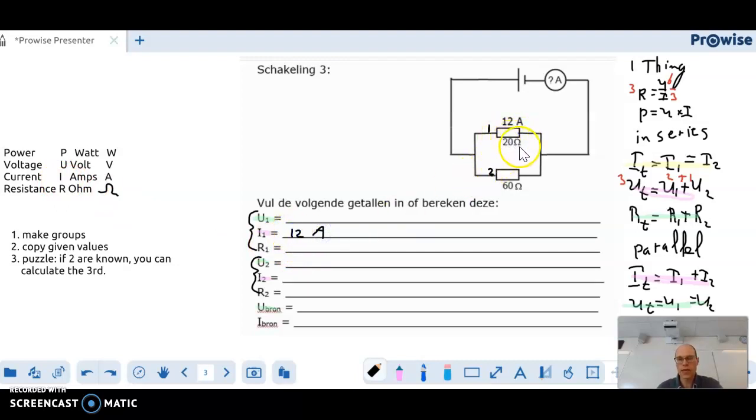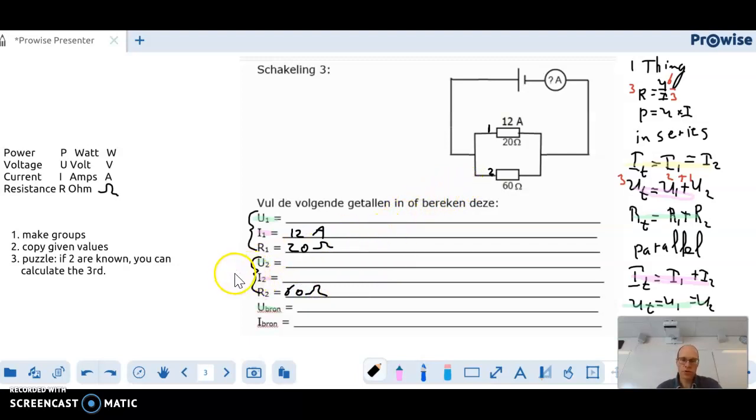20 Ω. Omega is ohm, it's an R. So the R next to the 1 is the 20, so 20 ohms over here. And then we have 60 ohms over there, that is of course R2. And after we copy the given numbers, we simply need to puzzle.